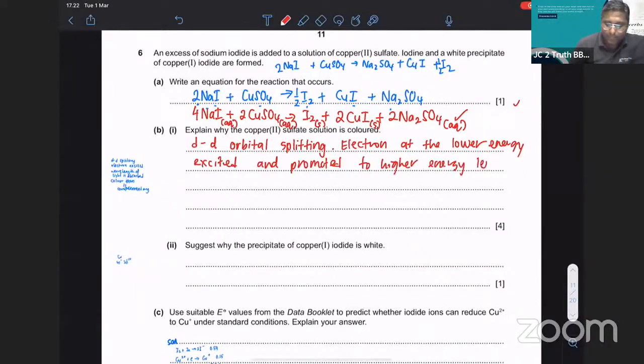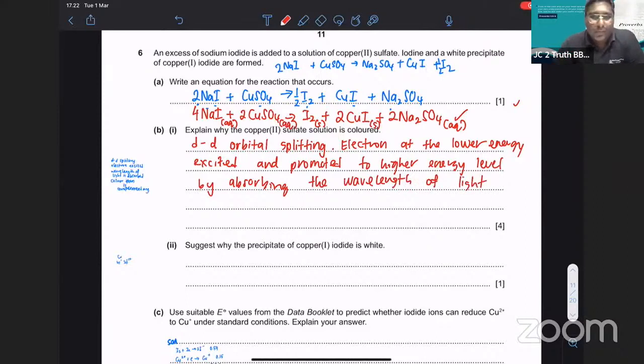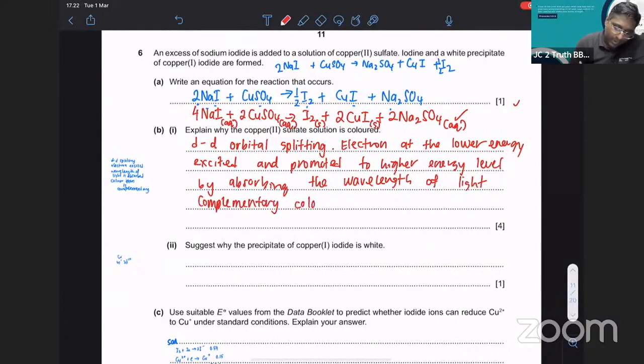by absorbing the wavelength of light. Once they absorb the wavelength, you can see the color. The color seen is going to be the complementary color to the wavelength absorbed.